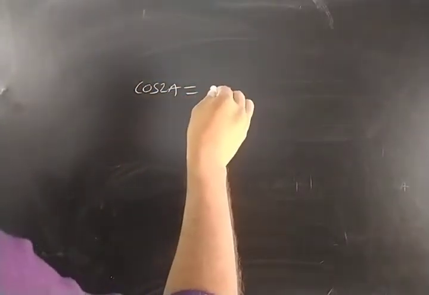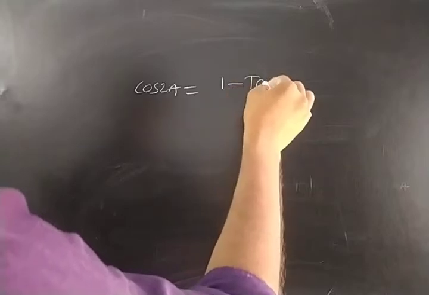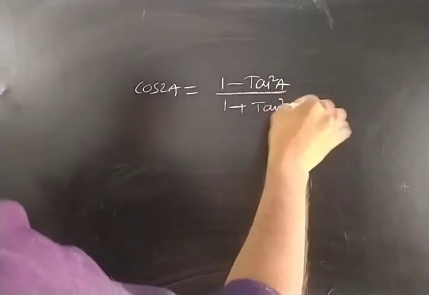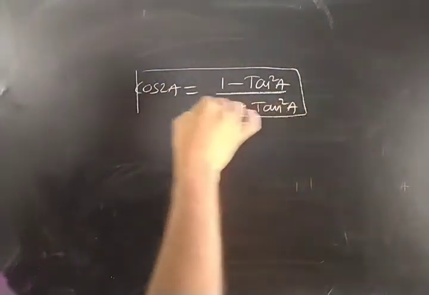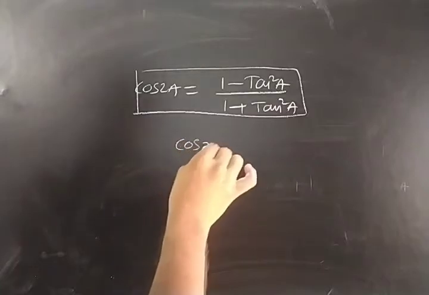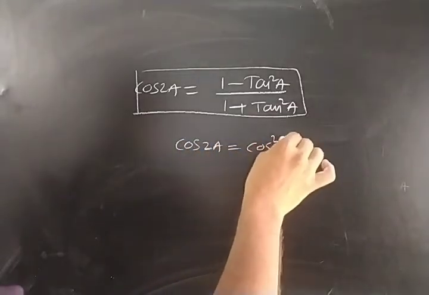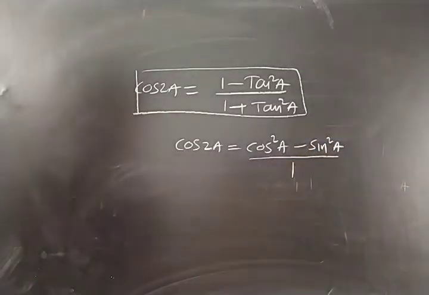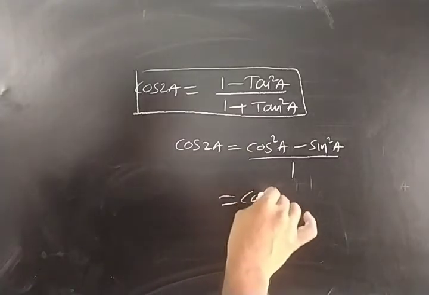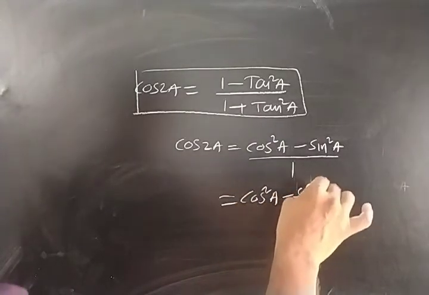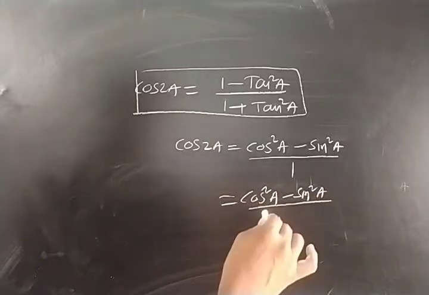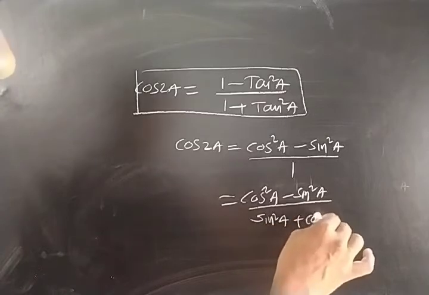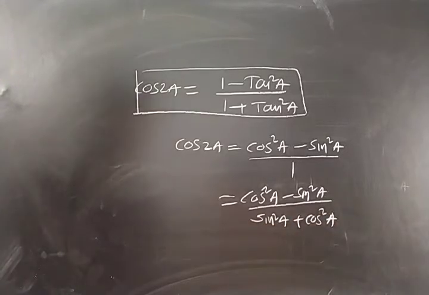Cos 2A we can write as 1 minus tan square A by 1 plus tan square A. Let us prove this. We know the cos 2A formula. What is the cos 2A formula? Actual formula: cos square A minus sin square A. Can I write the denominator 1? Yes, no problem. Cos square A minus sin square A by, in place of the denominator I am writing the identity sin square A plus cos square A. Nothing will happen.